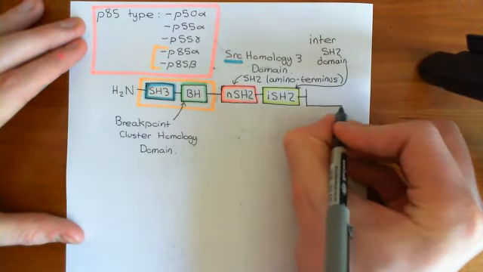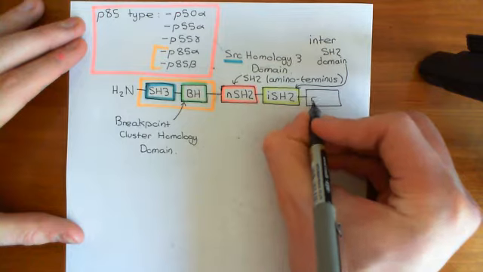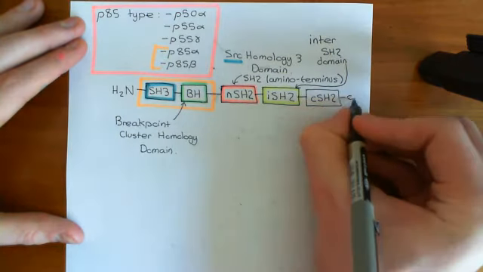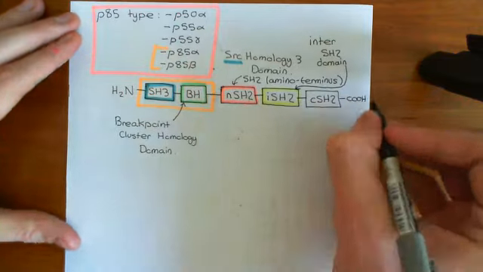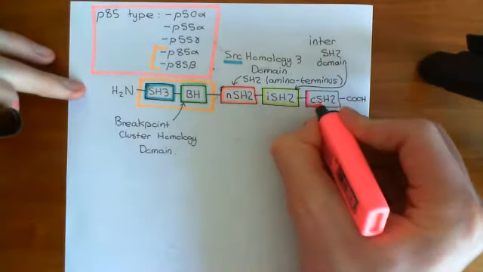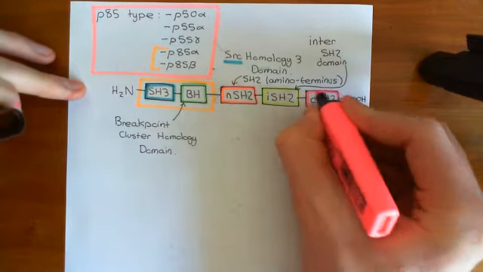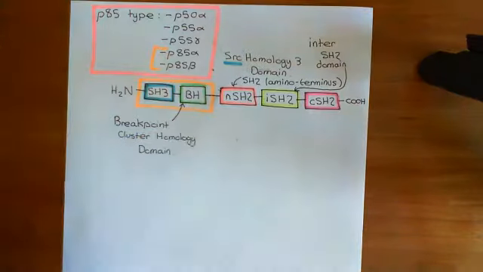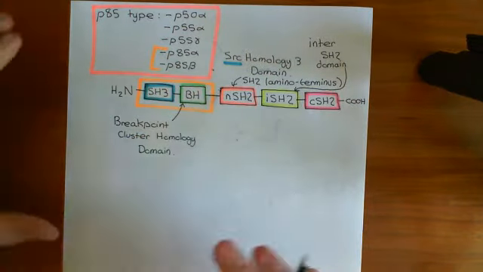After the inter-SH2 domain, you then have the C-SH2 domain, which is the one that's closer to the carboxylic acid tail here. So here's the carboxylic acid tail. This is the C-SH2 domain because it's closer to the C terminus. This one's the N-SH2 domain because it's the one that's closer to the N terminus.